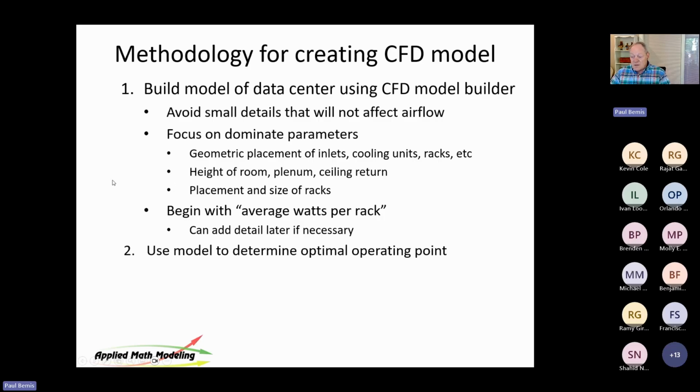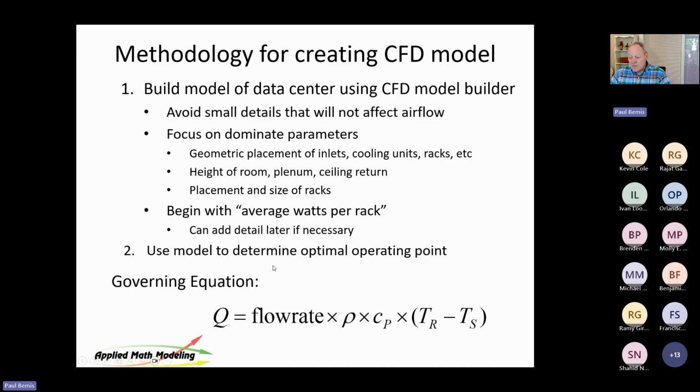And you use the model to determine what the optimal operating point is. In other words, how low can you go on airflow before you start to run into trouble? How high can you go on supply air temperature before you start to run into trouble? So the CFD model is a tool to allow you to understand the basic layout of the data center, what's going on in the data center, and what the big parameters are and why. The exact details of what is in the rack, again, can be added later.